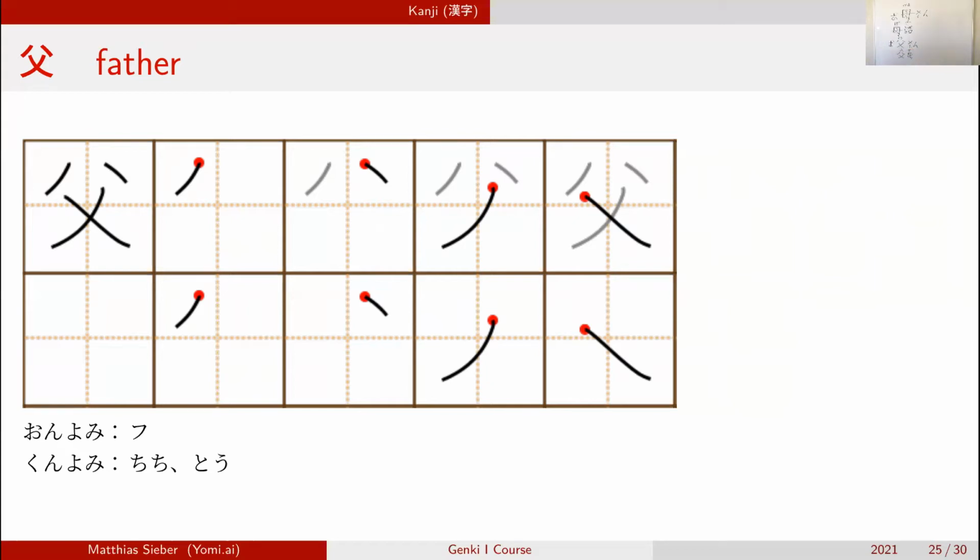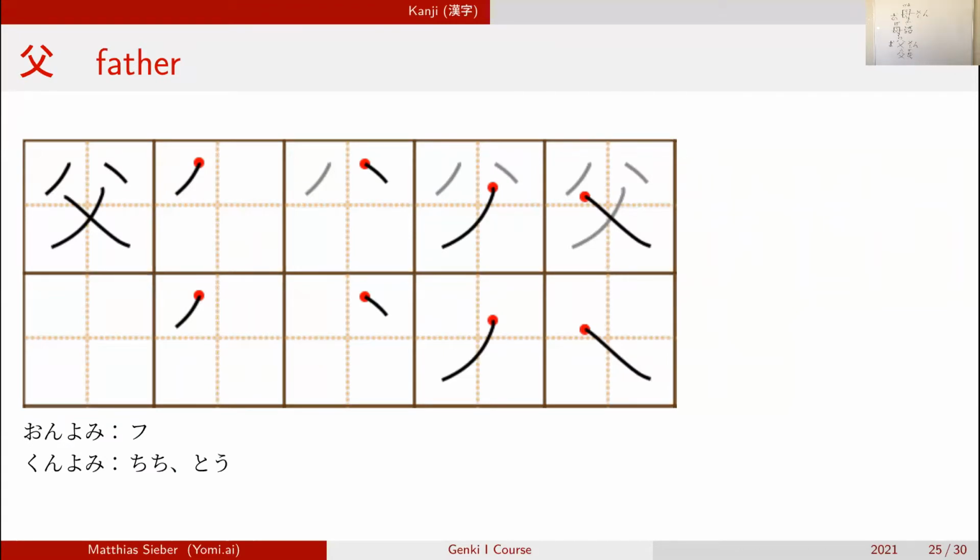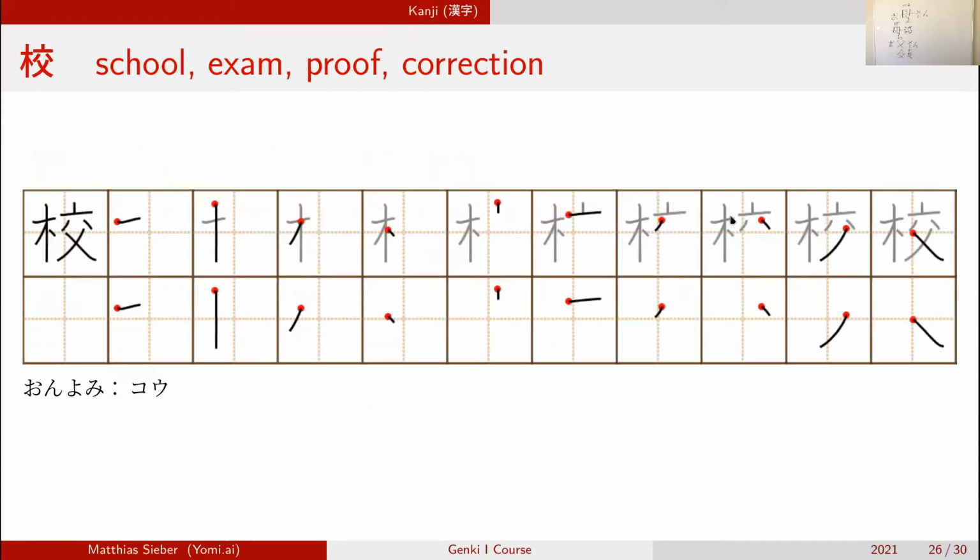This is fubo. It's father and mother. I guess you could say parents. But this is a little bit more specific, because there are many ways to form parents. Here it's just father and mother. Okay, next one.